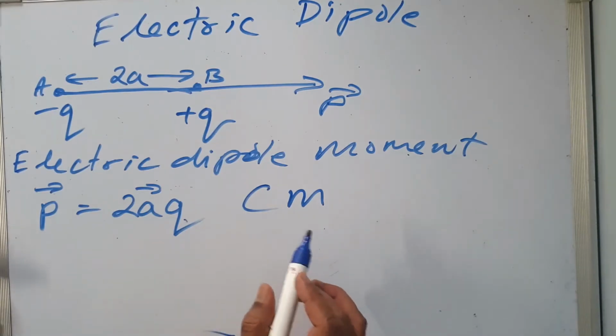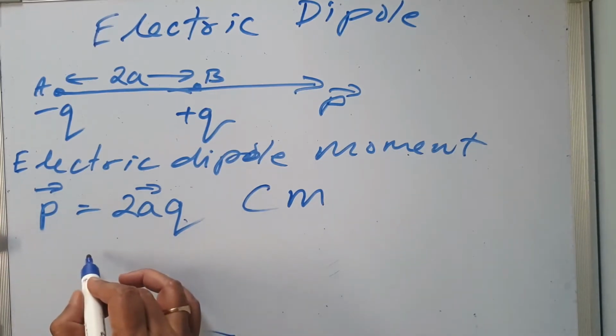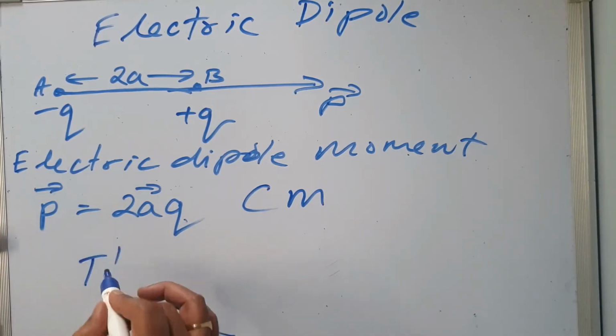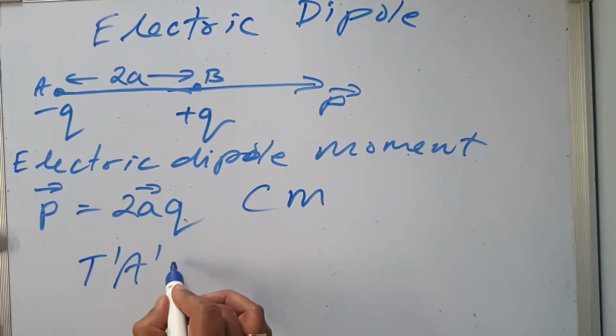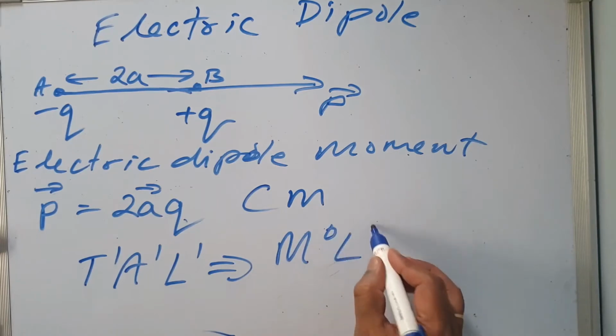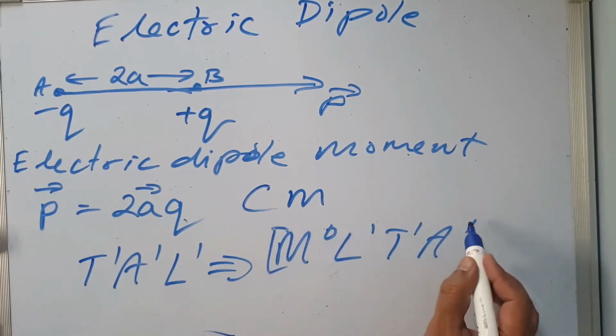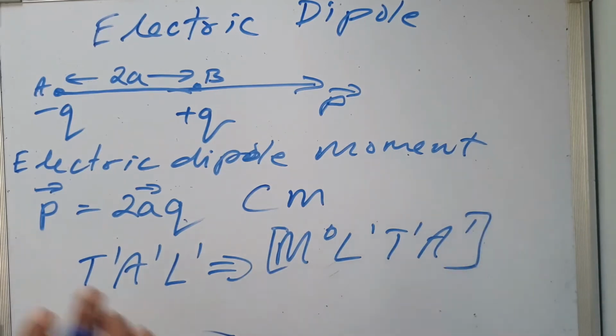The dimensional formula of dipole moment will be the dimensional formula of charge. Charge is what? Time into current, into length. What is that? M0 L1 T1 A1. This is the dimensional formula of electric dipole moment.